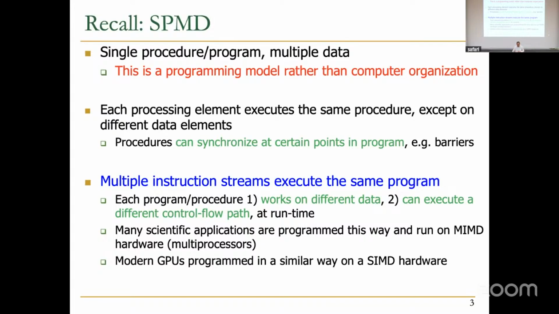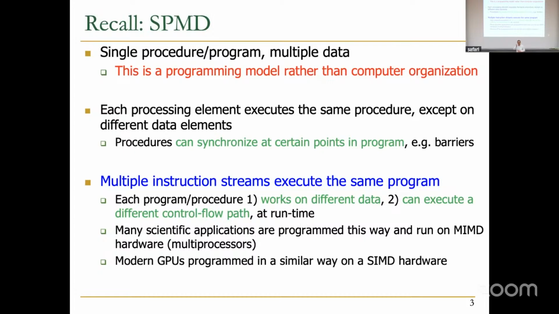So basically, you have multiple instruction streams, threads, that execute the same program, but they work on different data, and they can execute a different control flow path at runtime. So we're going to see that different control flow path. Yesterday, I gave the example that maybe one thread has only A's, right? Only character A's in 10 pages, which is a weird page, of course. But another thread may have actually all types of characters in 10 pages.